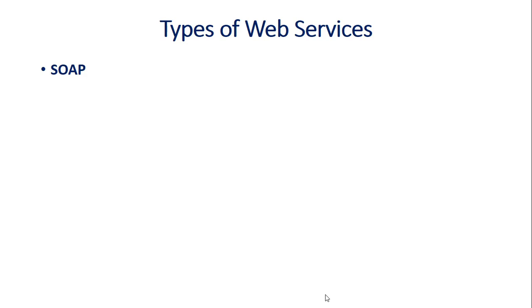There are generally two types of web services. One is SOAP, the other one is REST. Let us discuss SOAP first. SOAP stands for Simple Object Access Protocol. SOAP is an XML based industry standard protocol for designing and developing web services. Since it is XML based, it is platform and language independent.